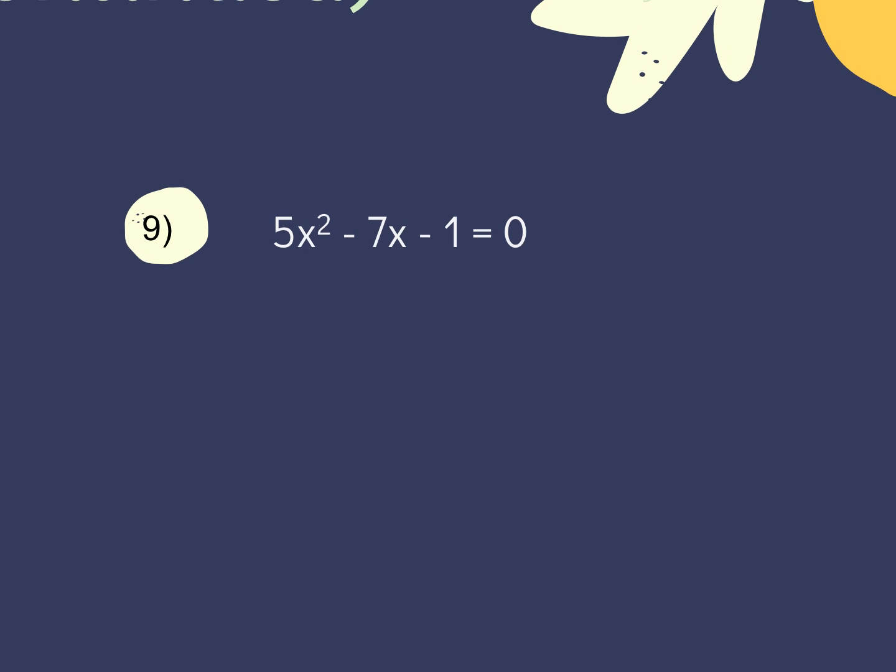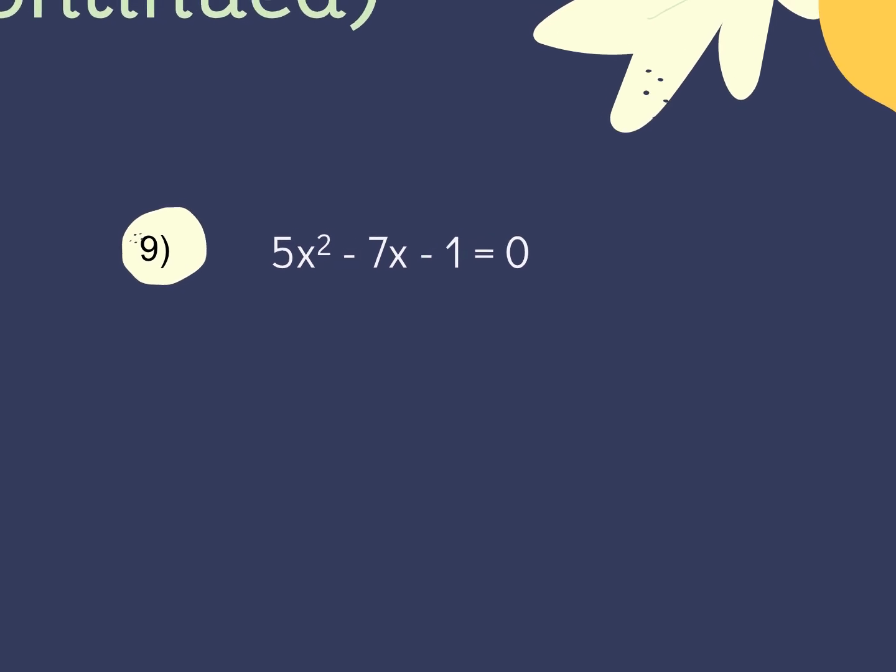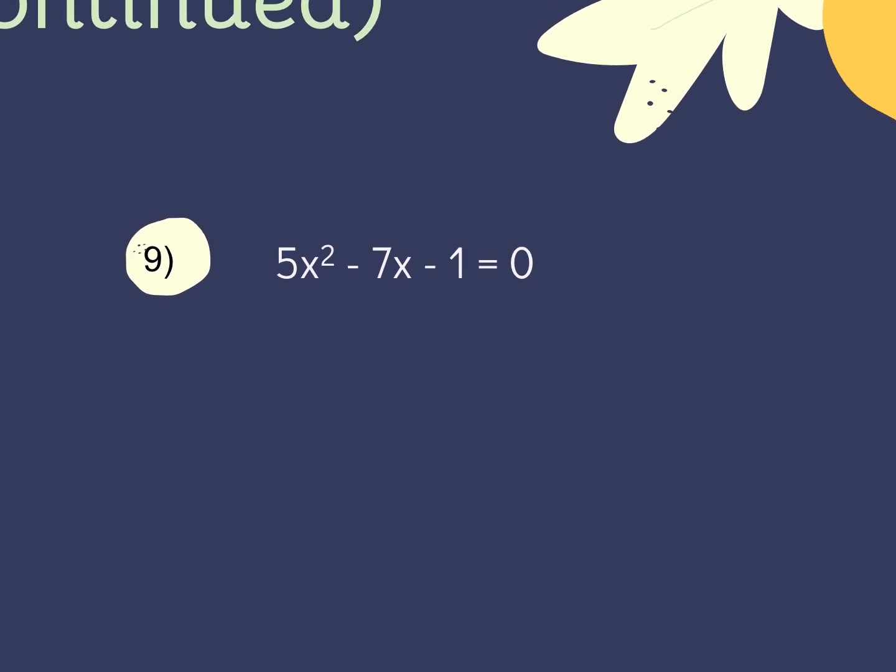So let's keep going. Number 9, the very first thing we want to do is to get rid of that 5 in front of the x squared. So let's divide 5 to each term. So we should get x squared minus 7/5x minus 1/5 equals 0/5. And now we go through our steps.